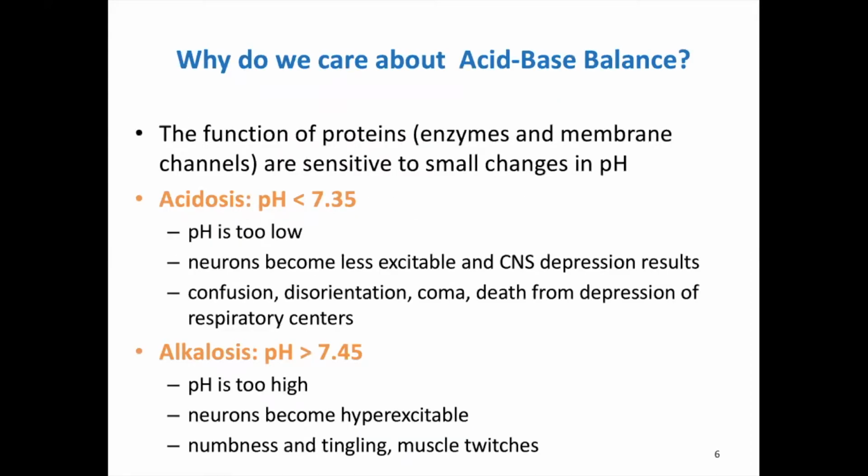So, why do we care about acid base balancing? Well, the function of our proteins, like enzymes and membrane channels, are all sensitive to these small changes that we might see in our pH, right? So, things that are acidotic have a pH less than 7.35. The pH is simply too low, and our neurons become less excitable, and we end up having central nervous system depression. We also will experience things like confusion, disorientation, coma, death from the depression of the respiratory centers may also come. If we are leaning higher of a pH above 7.45 and we're moving more towards being too alkalotic, that pH is too high and our neurons actually become hyperexcitable. So we get things like numbness and tingling or muscle twitches.